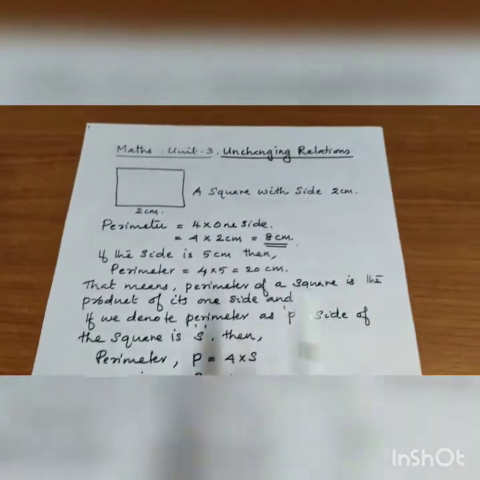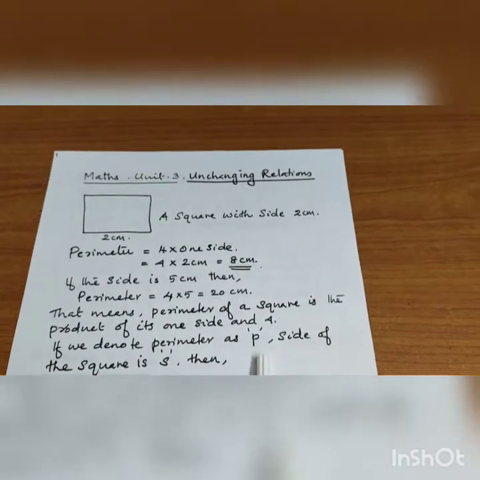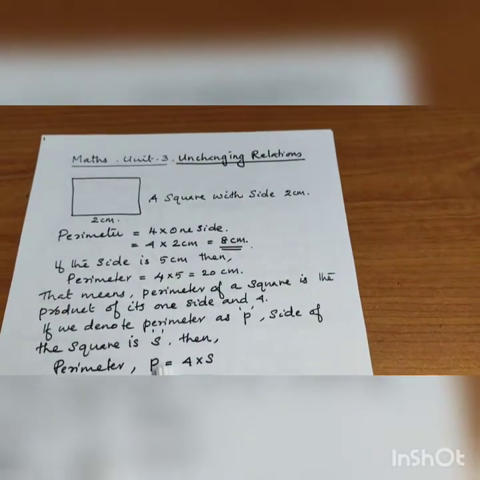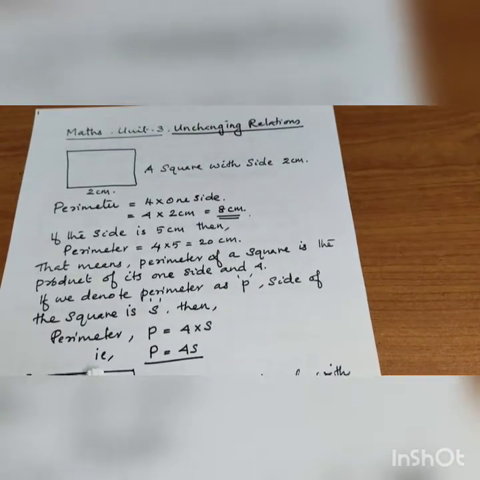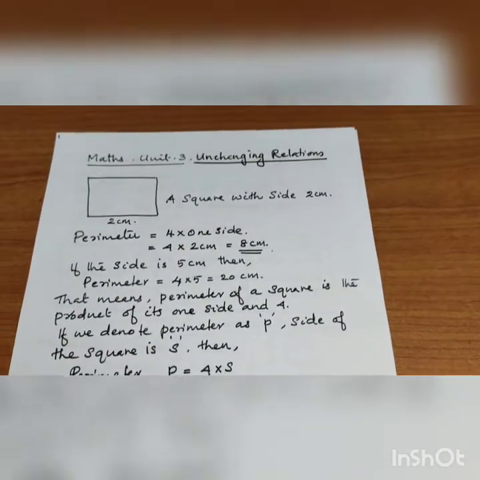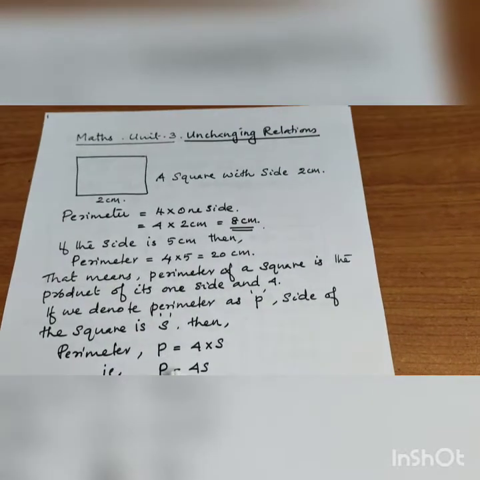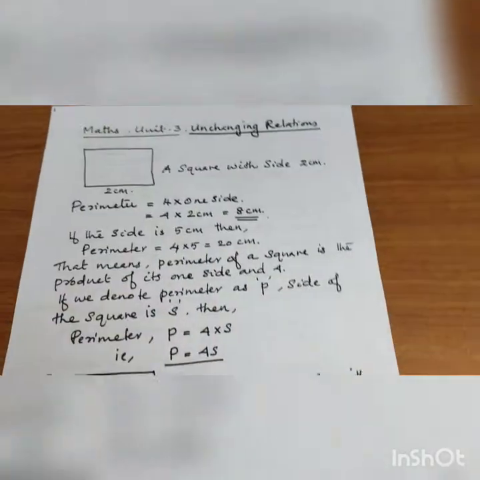If we denote perimeter as the letter P, and the side of the square is denoted by the letter S, then we can write perimeter P is equal to 4 into S. Or in short, P is equal to 4S.